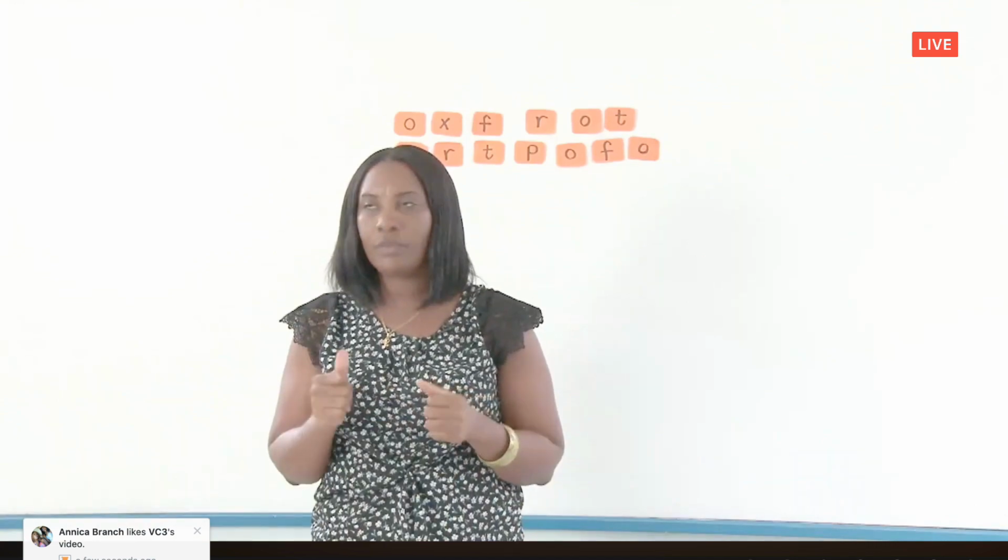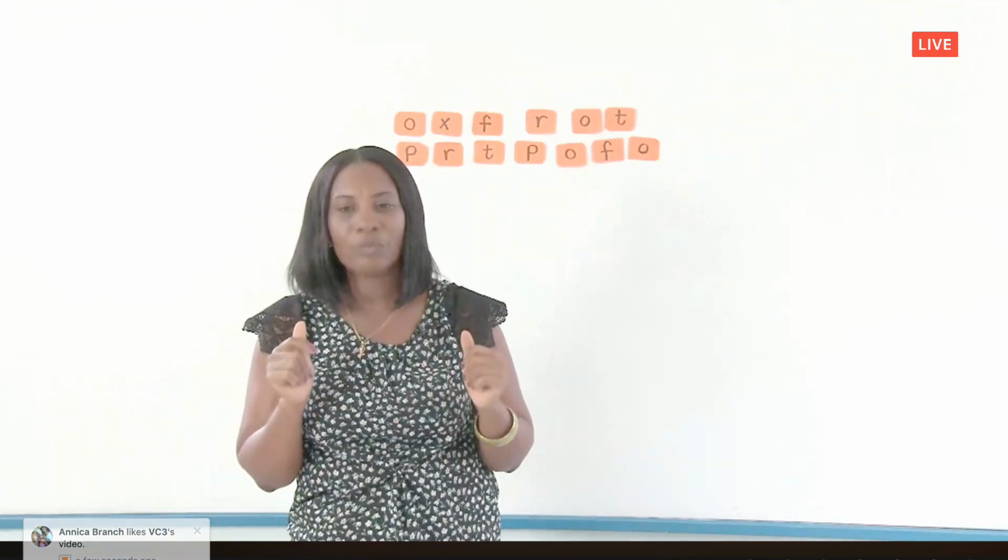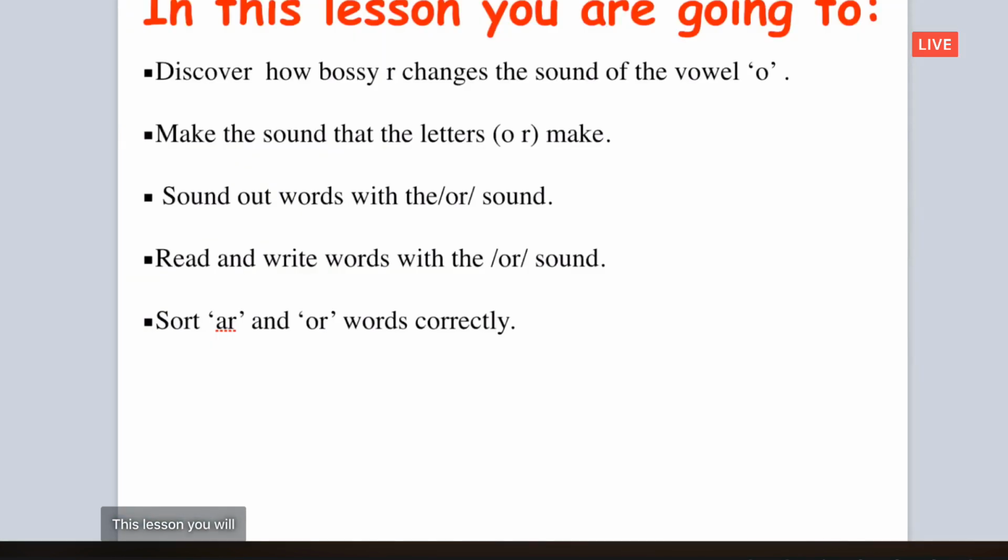Good job. Now today we are going to be working with the letter O. And in this lesson, you will discover how bossy R changes the sound of the vowel O. You will make the sound that the letters O and R make. Then you are going to sound out words with the OR sound. Next, you will be reading and writing words with the OR sound. And finally, you're going to help me to sort or match AR and OR words correctly. Very good. But let's get started by singing our vowel song.